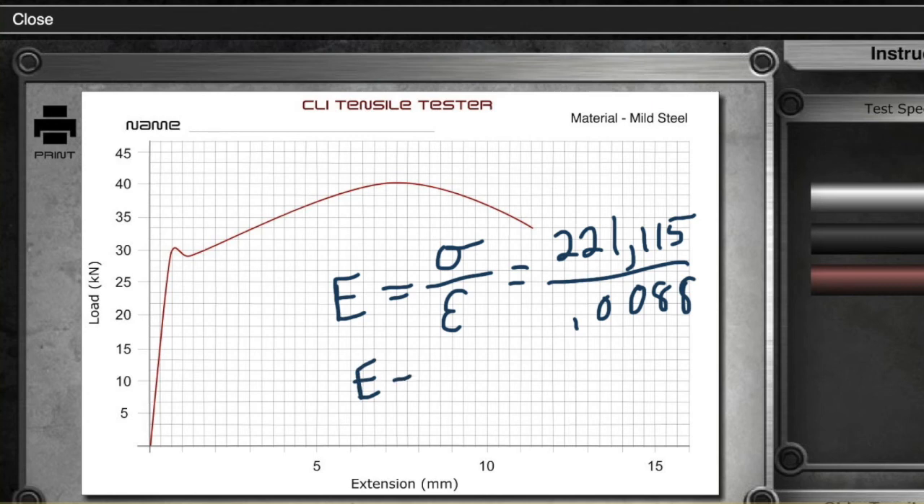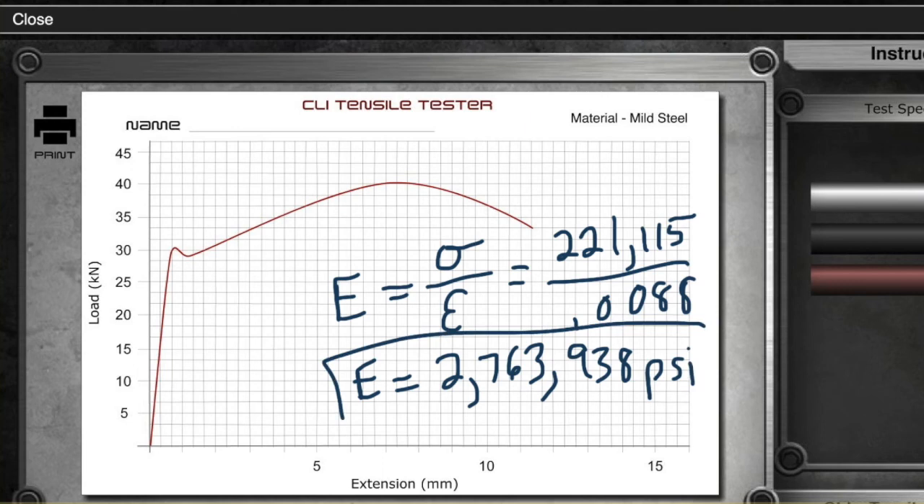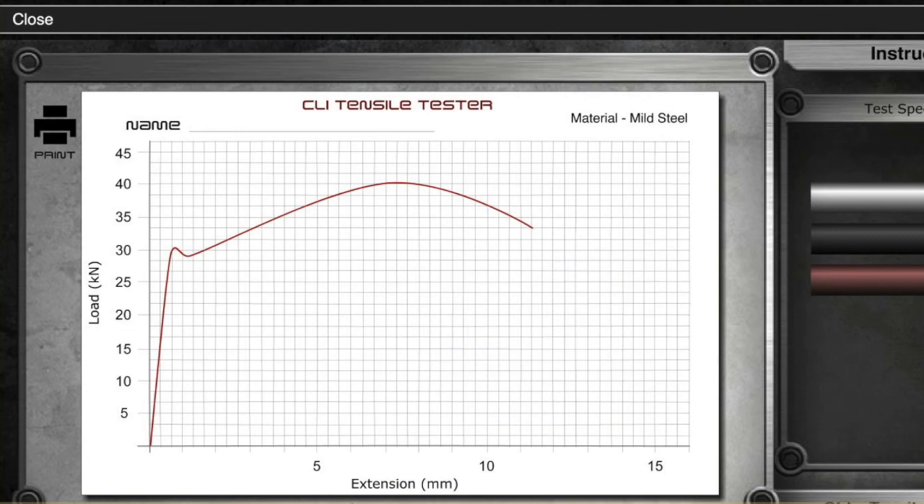and so if I just divide those, I will get my Young's modulus for mild steel. Young's modulus for mild steel is about 2.8 million, like 2,763,938 psi. That is Young's modulus for mild steel. Okay, that was question 4. All right, question 5. You can pause this video if you're not understanding and see exactly what we're doing, because you need to do this for your other 2 graphs to insert into your book.